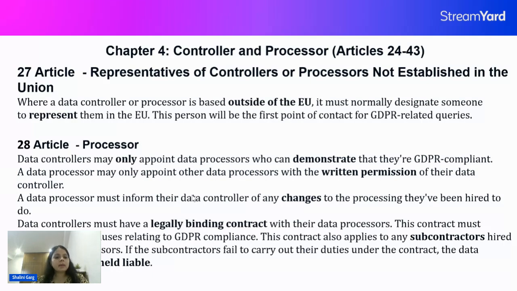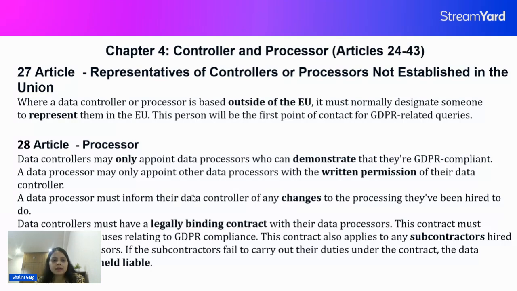Now, this requirement does not apply where we are processing on some occasional nature, or the processing does not involve a very large scale of processing of sensitive data. Sensitive data falls under Article 9. Also, it does not apply where we are processing criminal data, or where there is a risk to the rights and freedoms of natural persons. So basically for that, we have to appoint the representative.